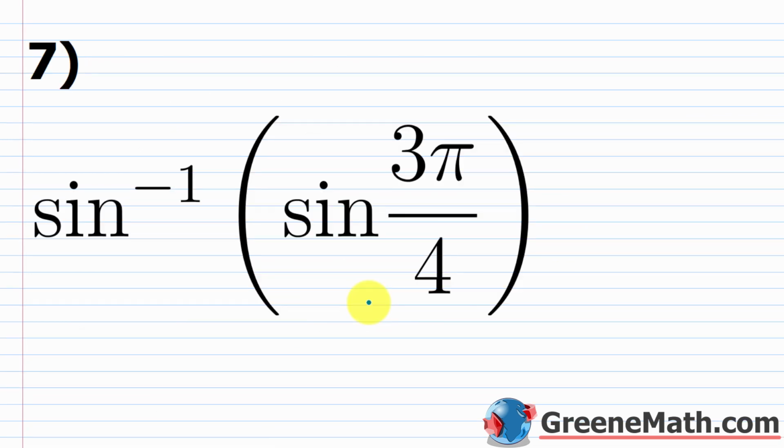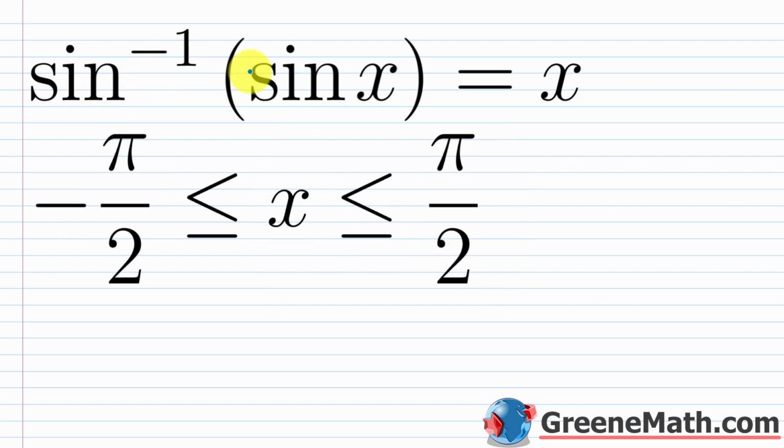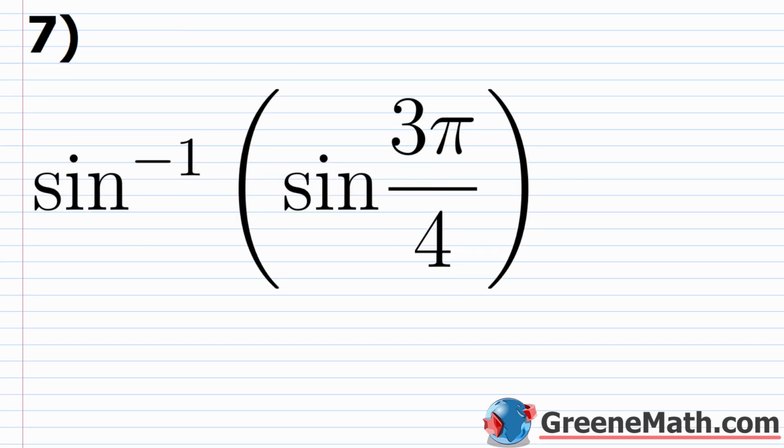Okay, let's take a look at problem 7. So here we have the inverse sine of the sine of 3 pi over 4. So the inverse sine of the sine of x is equal to x only if x is greater than or equal to negative pi over 2 and less than or equal to pi over 2. Why is that the case? Let's come back up here and think about this.